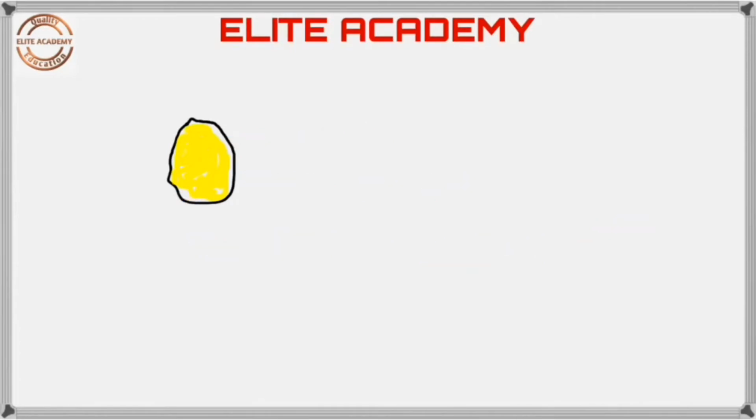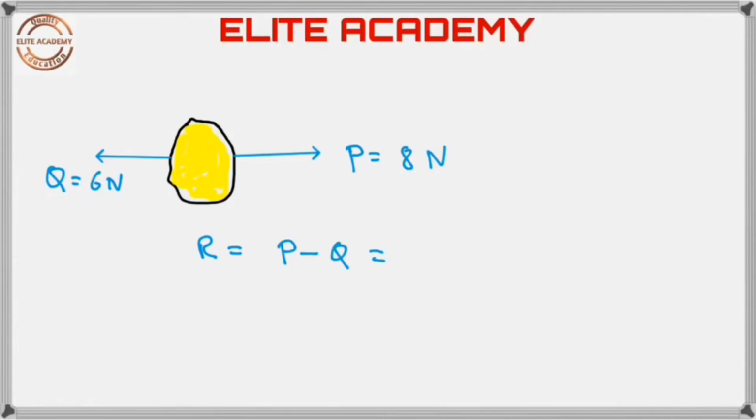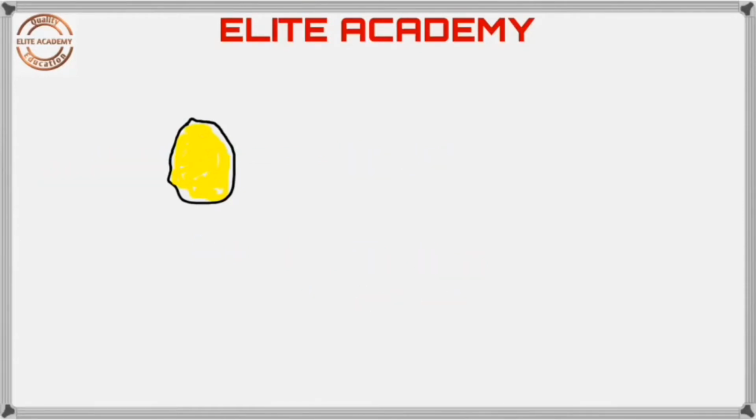Let us consider another case. Let the first force P be the same, 8 newtons, and the second force Q is equal to 6 newtons. But in this case, these two forces are opposite to each other. Then the resultant R is equal to P minus Q, that is 8 newtons minus 6 newtons, which is equal to 2 newtons. Let us consider the third case.